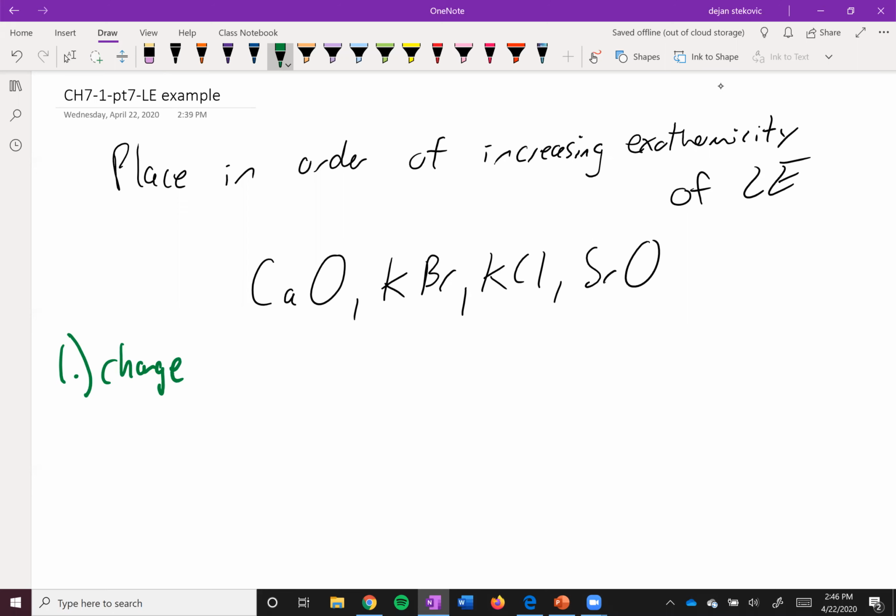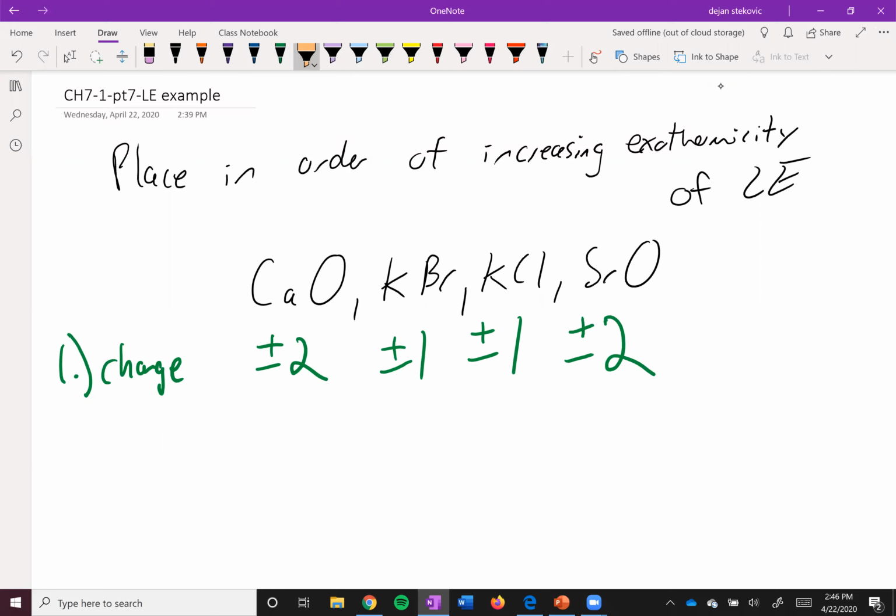So think about the charges here. Calcium and oxide, those are plus minus 2, right? Calcium is plus 2, oxygen is minus 2. So that's the charge interaction there. Potassium and bromine, potassium bromide, that's plus minus 1. They're each 1. Same with potassium and chloride, plus minus 1. And then strontium oxide, that's a plus minus 2.